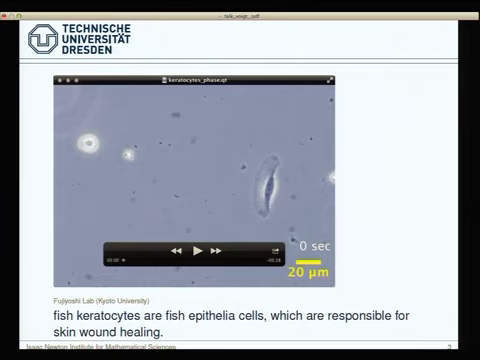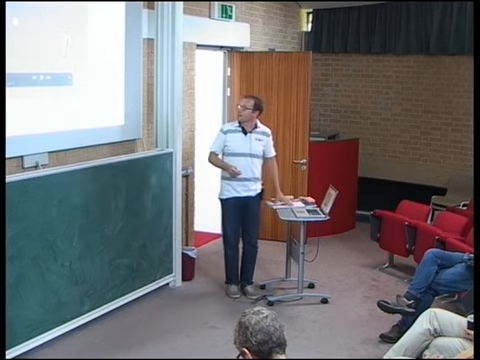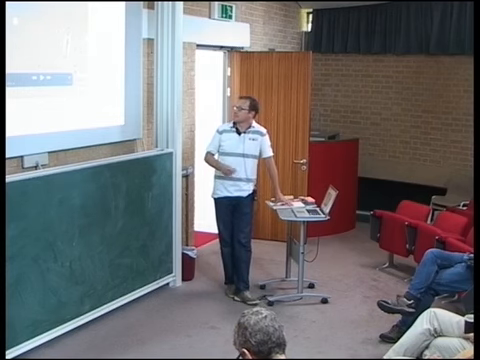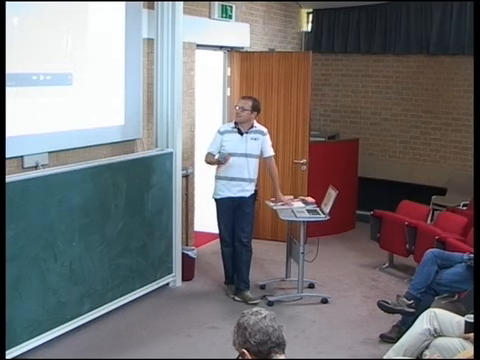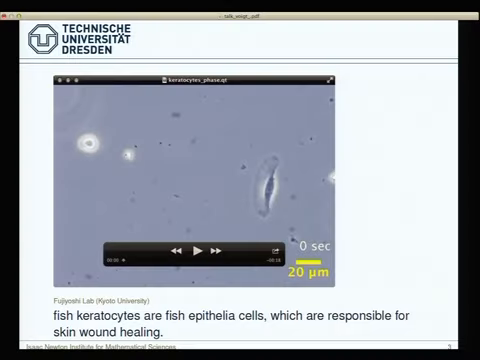Okay, so cell motility. I'm interested in describing cells which move around, which swim, or in this case, which crawl. And this is just an example of a well-studied cell type, so-called fish keratocyte, an epithelial cell of a fish. And the nice thing about this cell is that it moves relatively fast and maintains its morphology, more or less. So let's look at this.